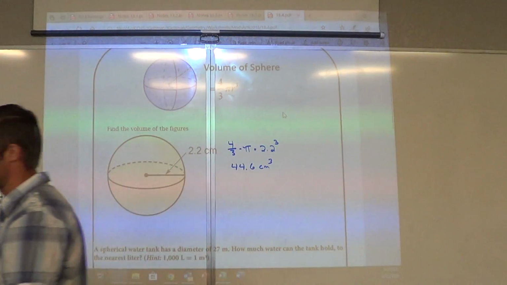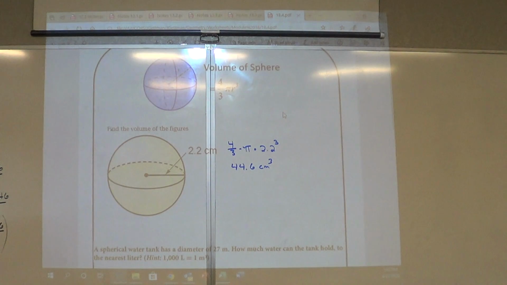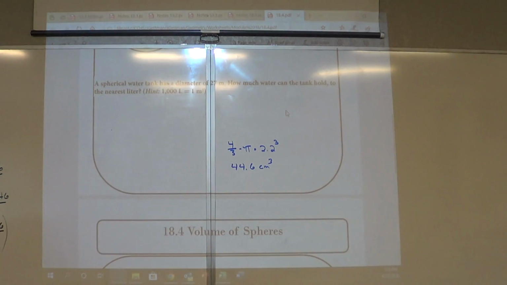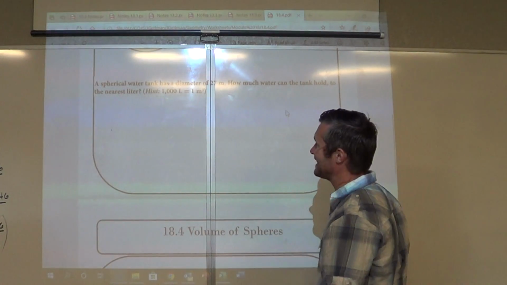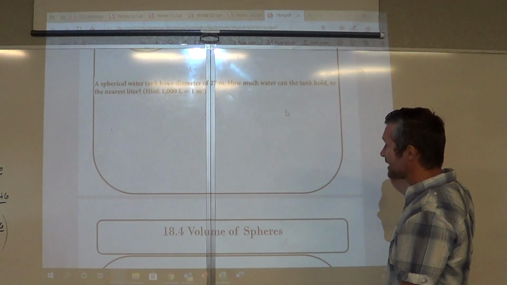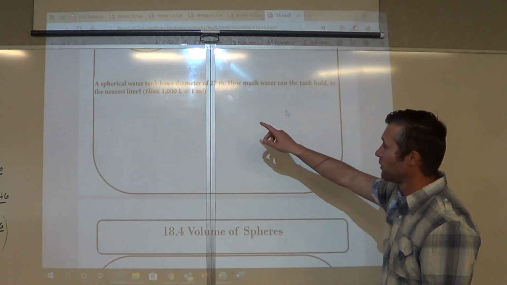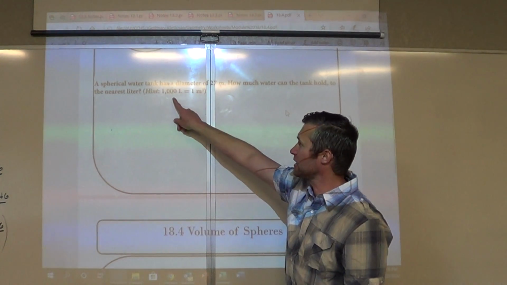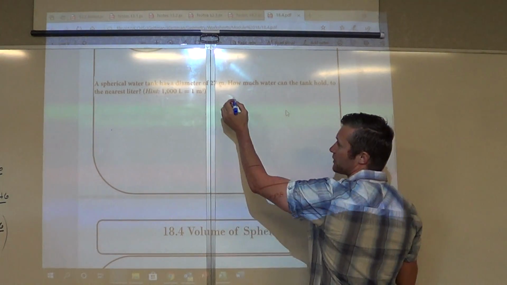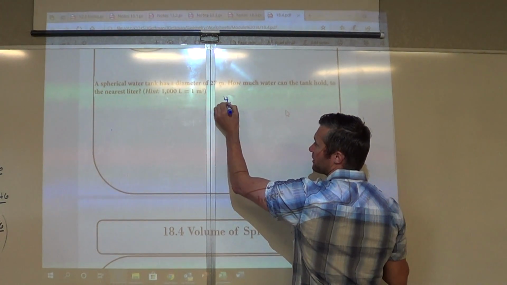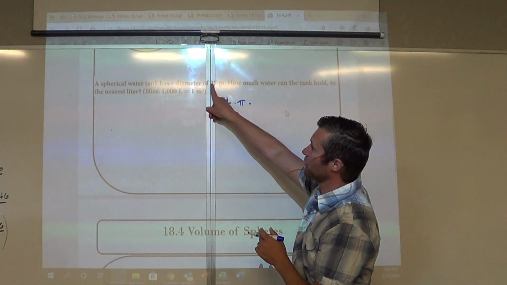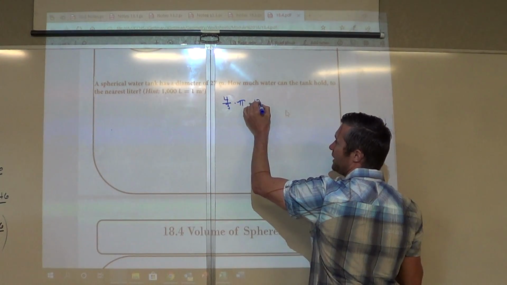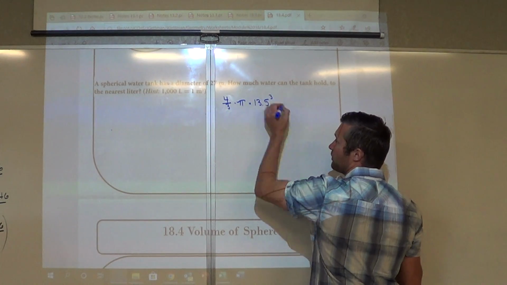Word problem. It says a spherical water tank has a diameter of 27 meters. How much water can the tank hold to the nearest liter? So they give us meters, we want to convert it to liters. So first thing we're going to do is 4/3 times pi times my radius. They give me a diameter of 27, so my radius is 13.5 cubed.